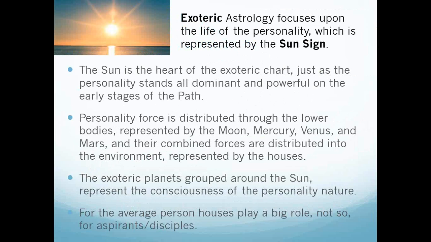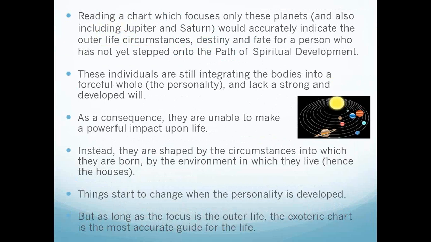All right. So when we read a chart which focuses only on these planets that we just mentioned, including Jupiter and Saturn, it would accurately indicate the outer life circumstances, the destiny, and the fate for a person who's not yet stepped onto the path of spiritual development. These individuals are still integrating the bodies into a forceful whole, which we call the personality, and they lack a strong and developed will. What does that mean?